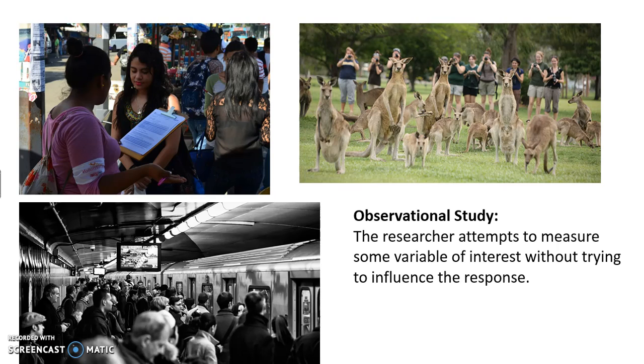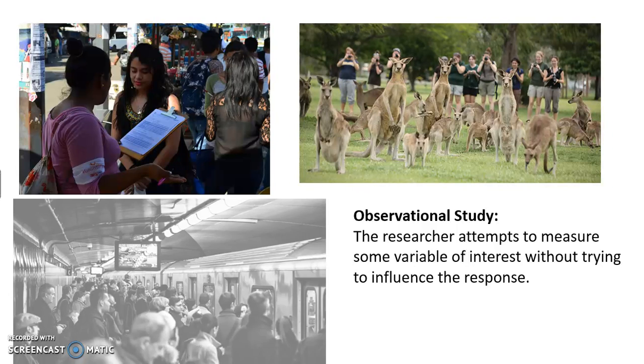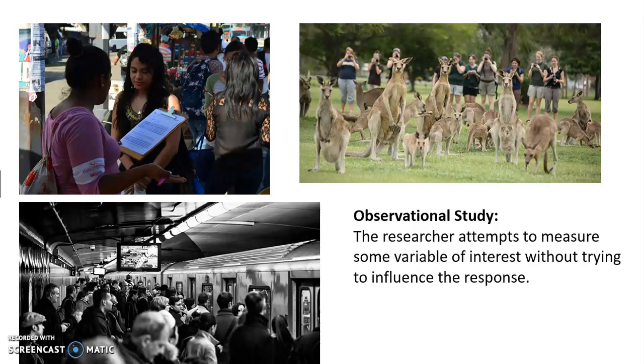Our first few lessons focused on techniques for sample surveys. A sample survey is one example of an observational study. Another example might be if a researcher observed the behavior of animals in the wild or a group of people. In an observational study, researchers attempt to measure some variable of interest without trying to influence the outcome or the response variable.